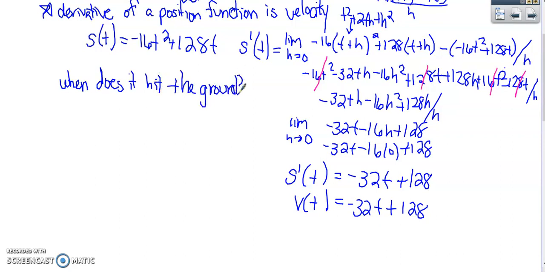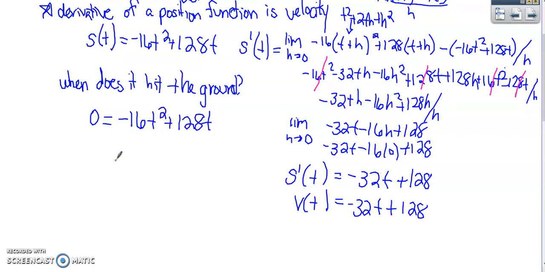All right, what do we know about the position, about the height when it hits the ground? I hope that you just answered. It's 0. The height is 0 when it hits the ground. So I'm going to plug a 0 into this side. I have 0 equals negative 16t squared plus 128t.